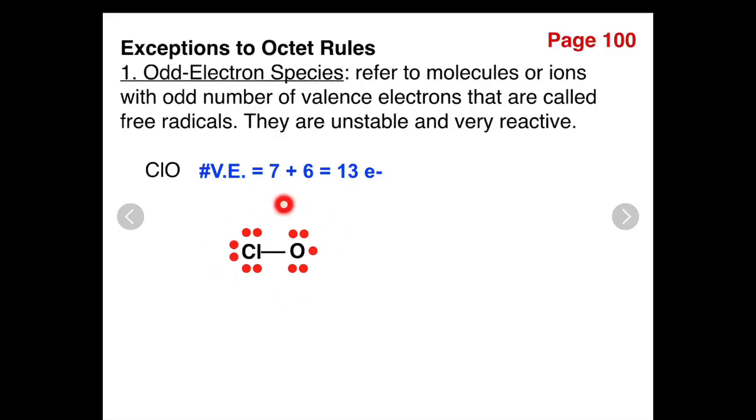The reason why it is okay to have only 7 is because we have a total of only 13 valence electrons. You cannot have more than that. So that's why this is one of the exceptions to the octet rule. Oxygen can have less than 8 because we don't have enough valence electrons to give it.